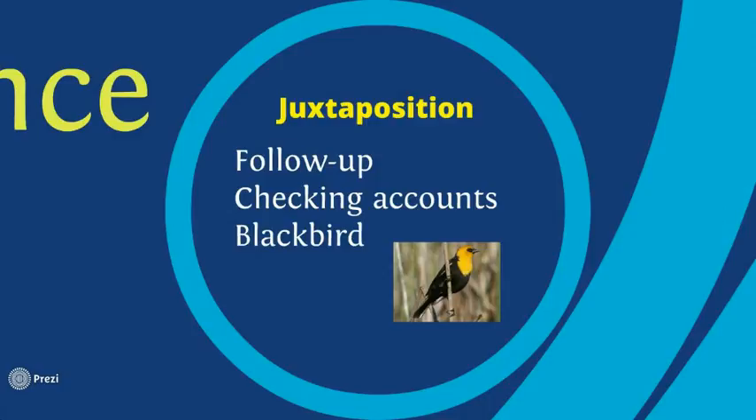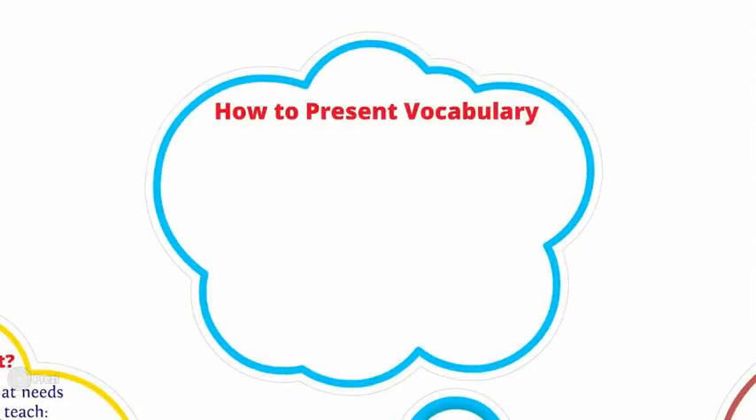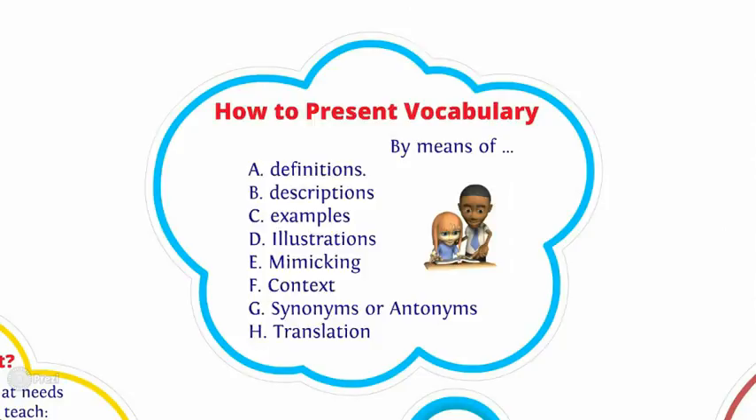Now that we have paid attention that vocabulary is not just teaching words, we have to think how vocabulary needs to be presented to the students. Penny Ur suggests that students should be provided with vocabulary by means of definitions, descriptions, examples, illustrations, mimicking, context, synonyms or antonyms, and at the same time, why not, translation.